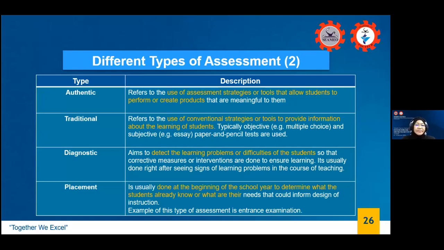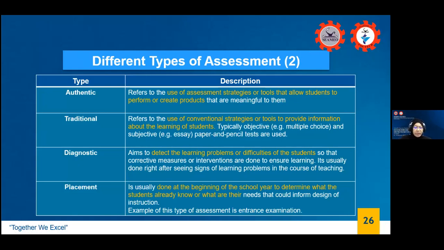Okay? And then another type of assessment is placement. So when do you do placement? At the beginning of the school year. Why do you do it? To make sure whether students already know, or what are their needs, so that you could design better suited instruction materials.